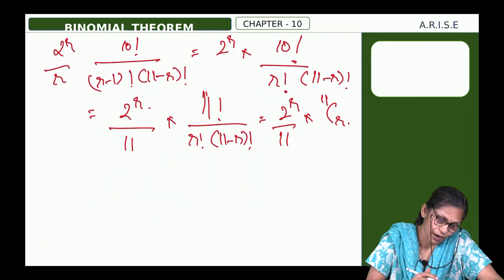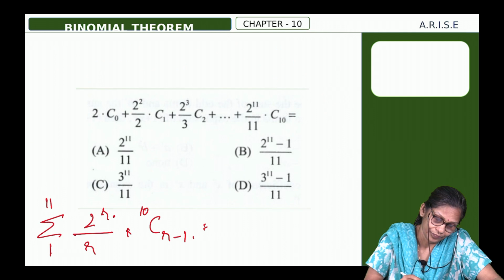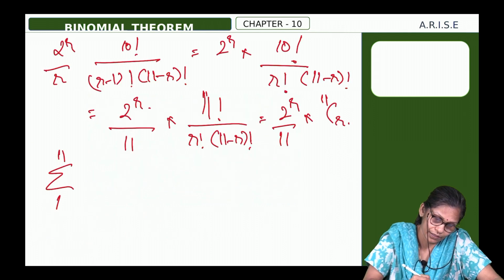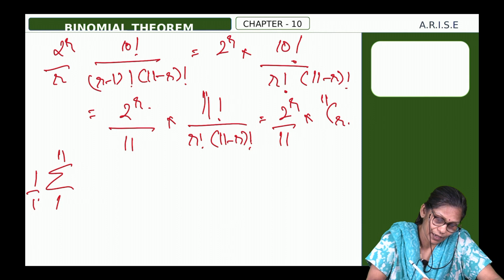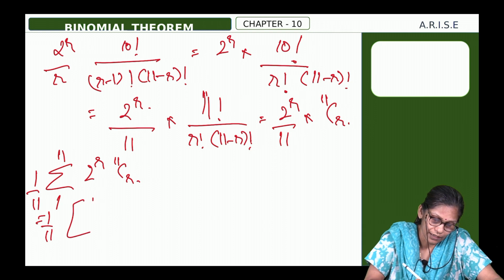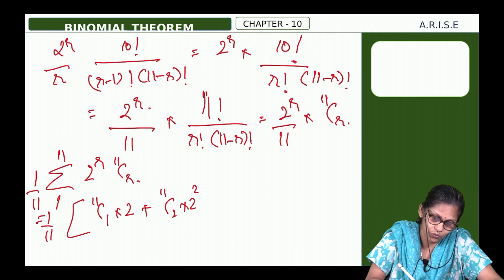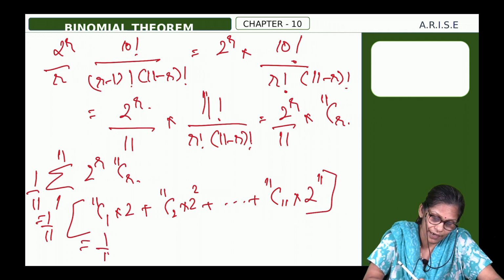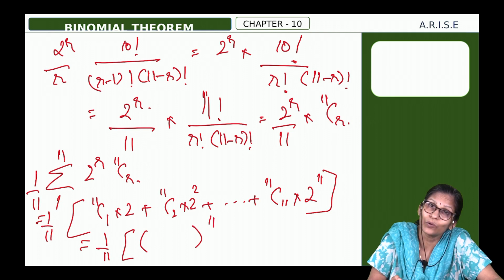You have sigma 1 to 11. So, this is 2 raised to r by, yes, 1 by 11 can be taken out, 2 raised to r into 11cr. This is 1 by 11 into 11c1 into 2 plus 11c2 into 2 squared plus etcetera plus 11c11 into 2 raised to 11. So, this is 1 by 11 into what binomial expansion is this? Obviously, it is whole raised to 11.